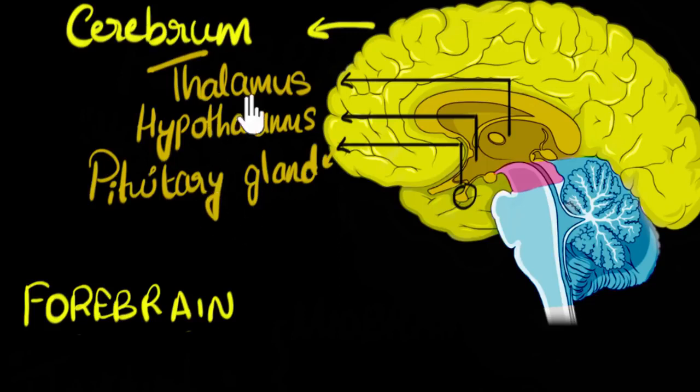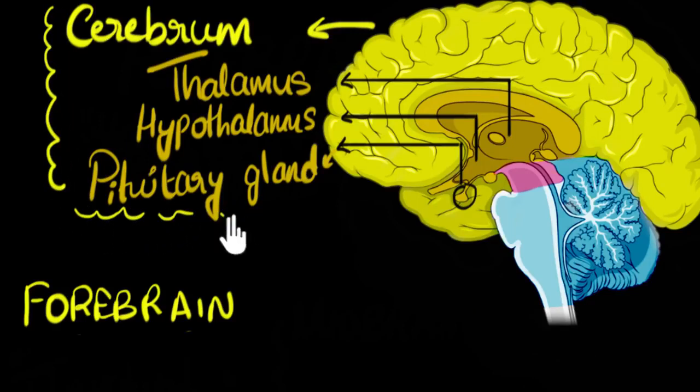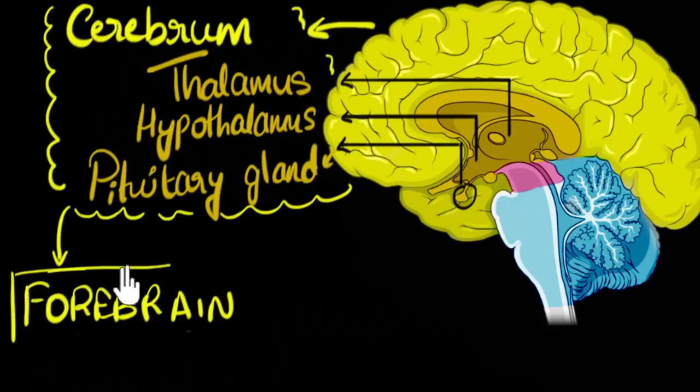So these are the 4 parts of our forebrain. These are the only parts that we'll concentrate on. So let me just put them together. So this is your forebrain parts. All right, so what do they do?